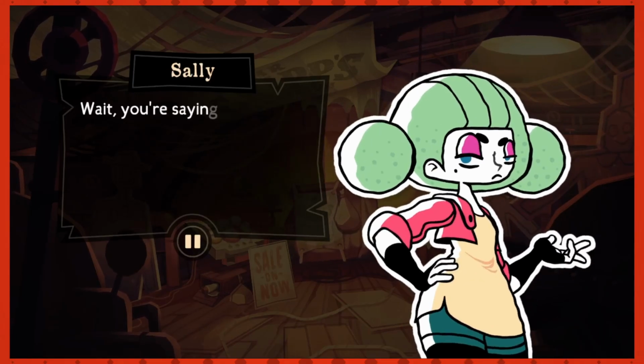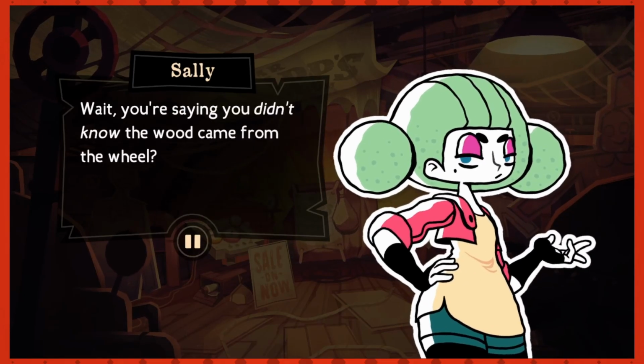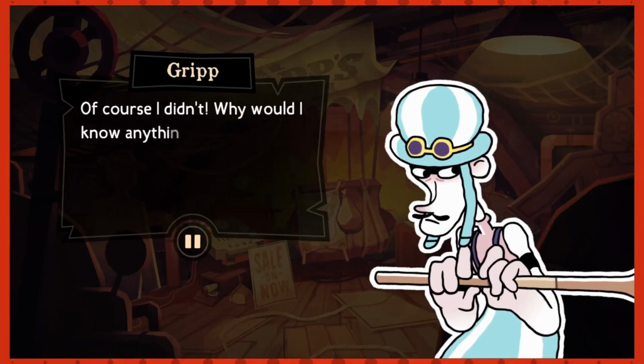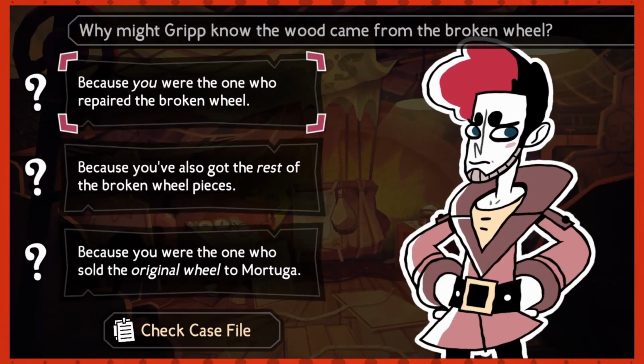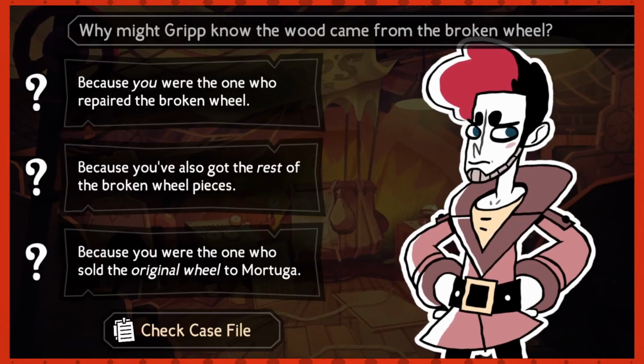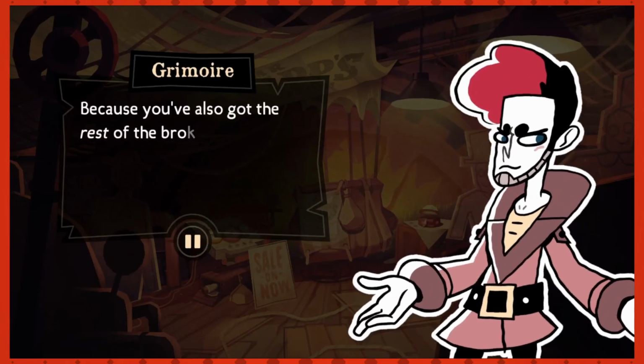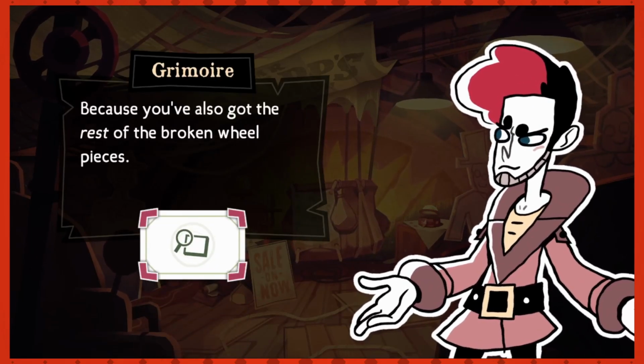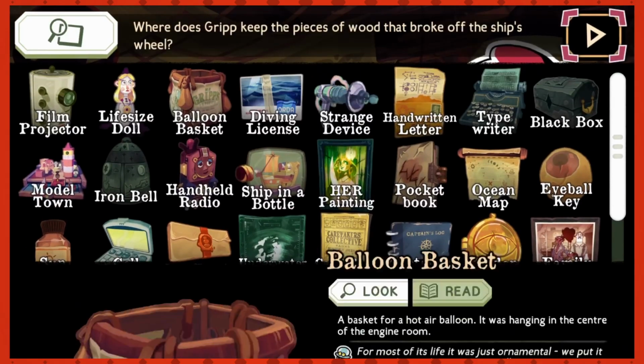Oh wait, you're saying you didn't know the wood came from the wheel? Of course I didn't. Why would I know anything about that? Because you took it from the wheel. Because you've also got the rest of the broken wheel pieces, right here in your basket.